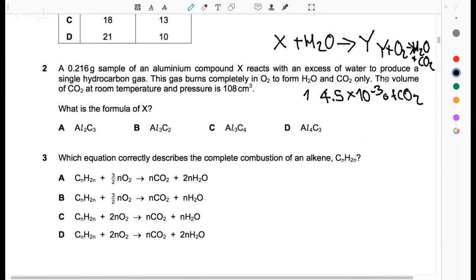So this is what I got. Because it's a hydrocarbon gas, it only has hydrogen and carbon, so there's no oxygen. You can try to balance the equation by using the fact that the oxygen on the right hand side and the left hand side are the same.